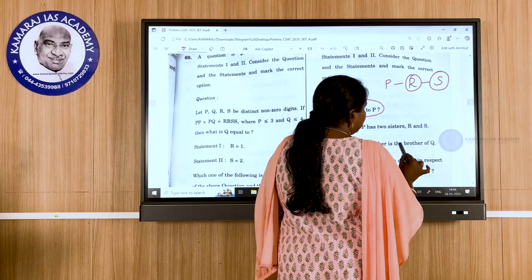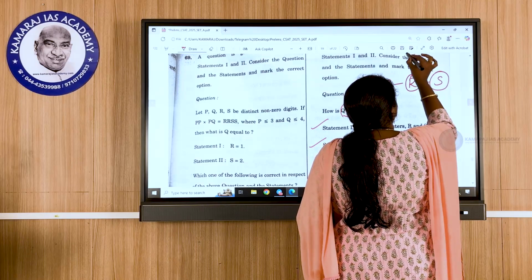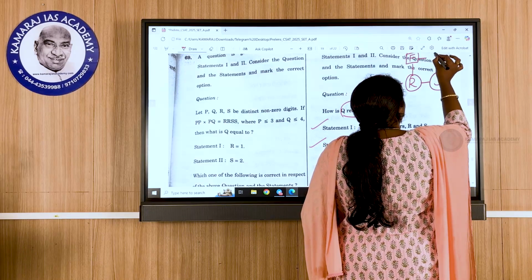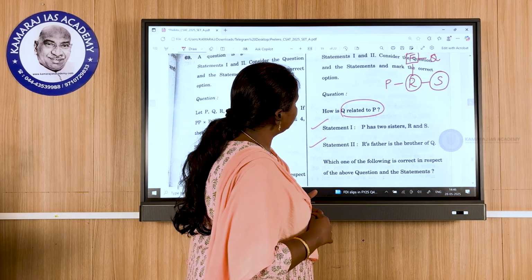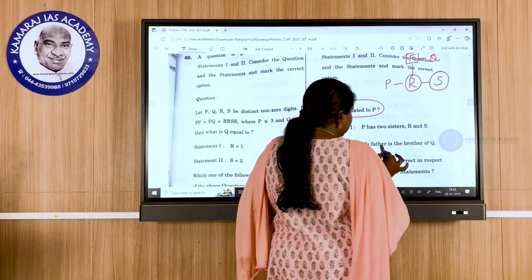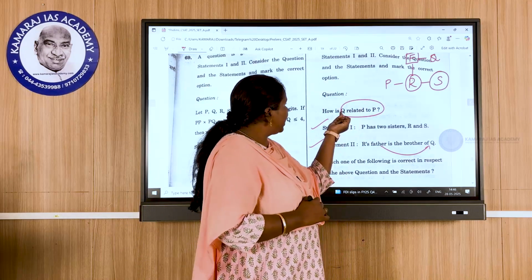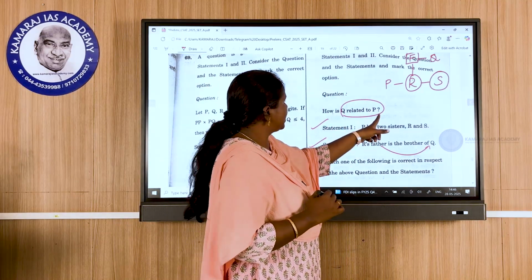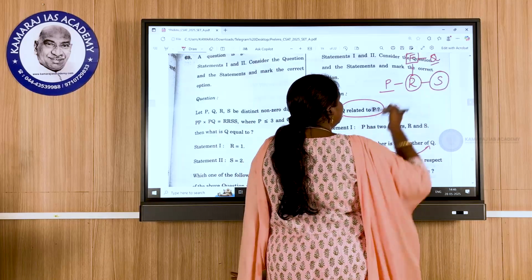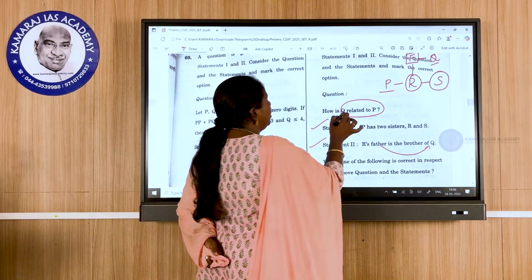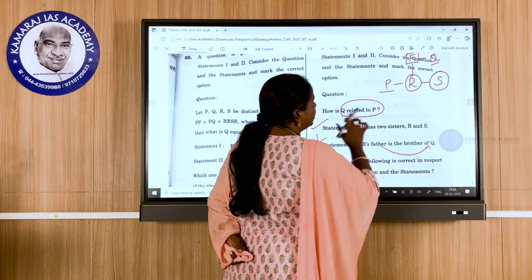Now, R's father is the brother of Q, right? Now, how is Q related to P? So, R's father is brother of Q, but I don't know the gender of Q here. Clear? So, I don't know the gender of Q, and my relation should be how is Q related to P? If the question is how is P related to Q, you can answer? No, because I don't know the gender of both P and Q, so it is also not possible. So now see here, how is Q related to P? I don't know the gender of Q, so I cannot answer how is Q related to P, right?